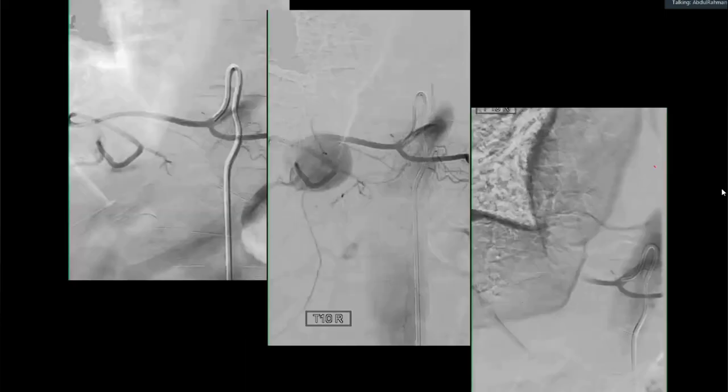Excellent. So this is an aneurysm of the T10 artery, and then this is embolized. You can see on the final image, you don't see this aneurysm opacified anymore. So this aneurysm was embolized.